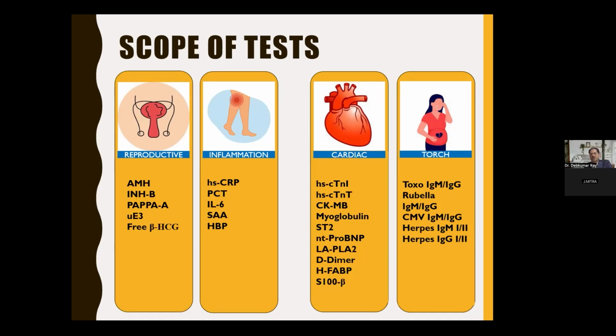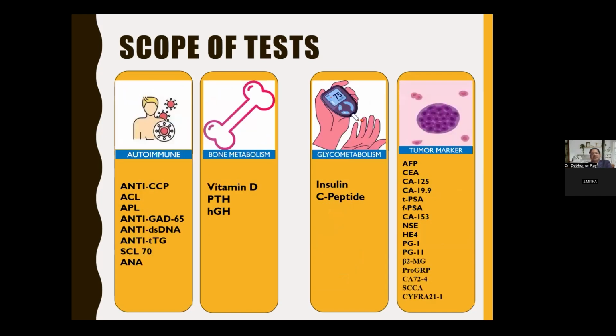Now, apart from this, the TORCH panel, we can do toxoplasma IgG and IgM, rubella IgM and IgG, cytomegalovirus IgM and IgG, herpes IgM type 1 and type 2, as well as herpes IgG type 1 and 2 we can assess by using this technique.